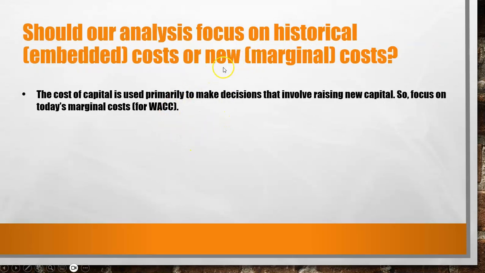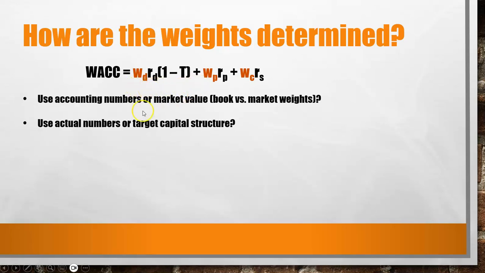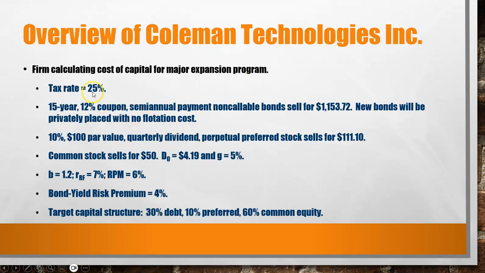Should our analysis focus on historical cost or new marginal costs? Historical cost, we don't really care about. We care about new marginal cost. The only reason we would care about historical costs is if we're trying to replace old debt with new debt. How are the weights determined? Use the accounting numbers or market value. Use actual numbers or target capital structure. It's whatever is correct for your business.